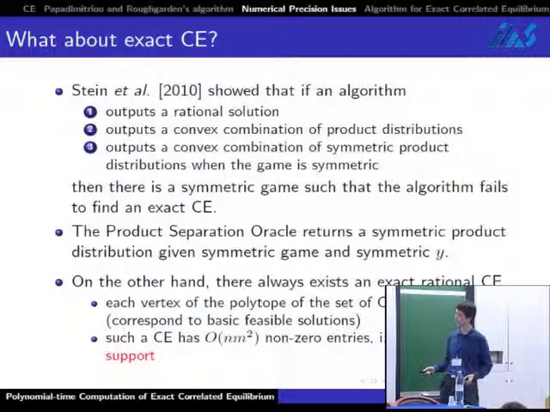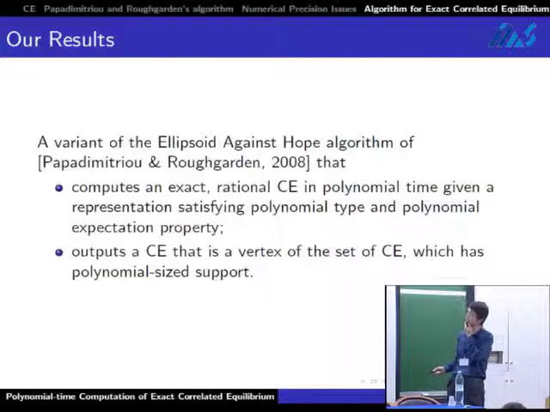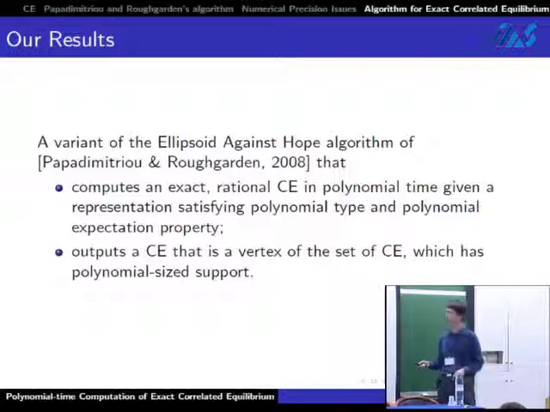So can we compute this? It turns out that we can, and that's what we propose: a variant of the Ellipsoid Against Hope algorithm that is able to compute the exact rational CE in polynomial time given a representation satisfying the same properties as before. So furthermore, the output is a CE that is a vertex of the polytope of CE, which has polynomial size support.